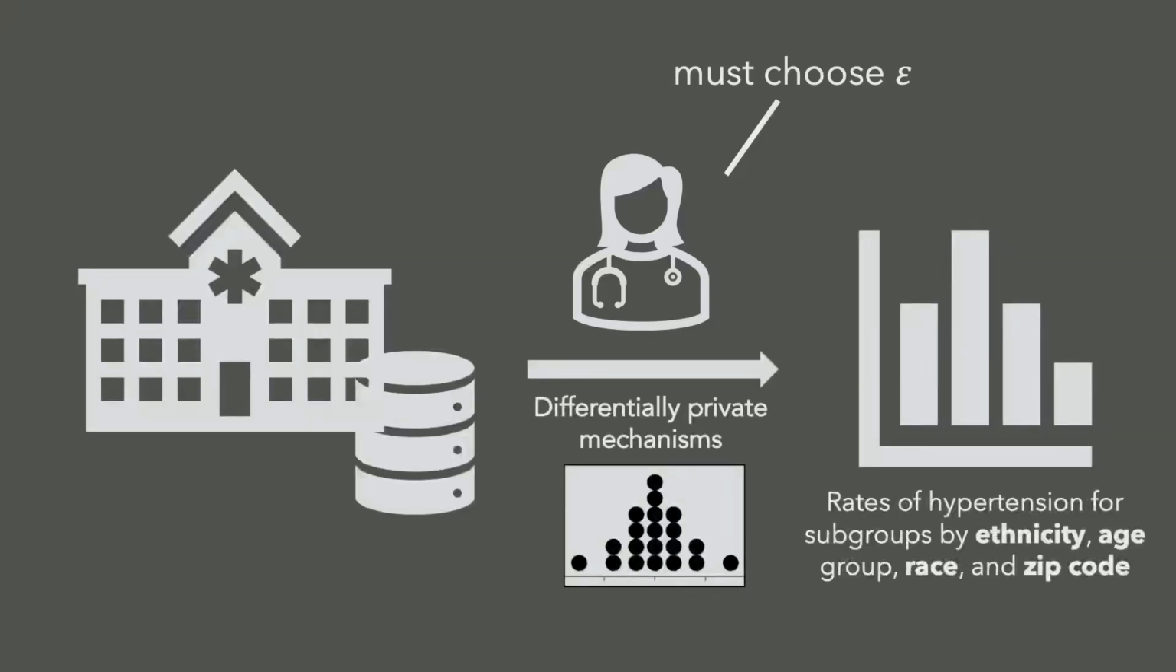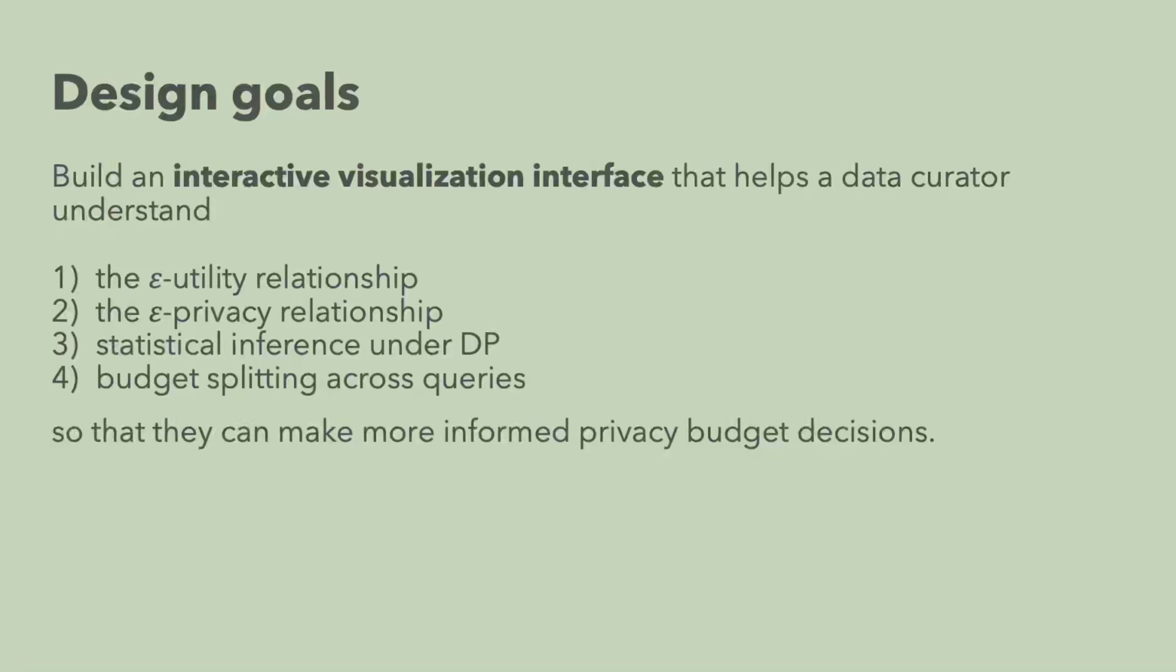Those were some of the challenges we kept in mind when designing our interactive visualization interface for data curators setting privacy budgets. More specifically, we had 4 design goals. For design goals 1 and 2, we wanted the interface to help a data curator understand relationships between epsilon, utility, and privacy. For the 3rd design goal, we wanted the interface to help a data curator understand statistical inference under DP, especially how sampling error and DP noise combine in confidence intervals constructed under DP. And 4th, we wanted the interface to help in the budget splitting task.